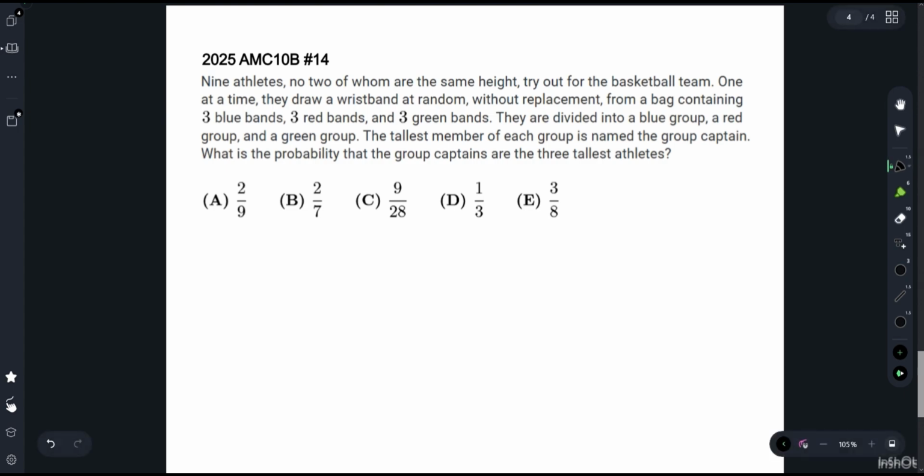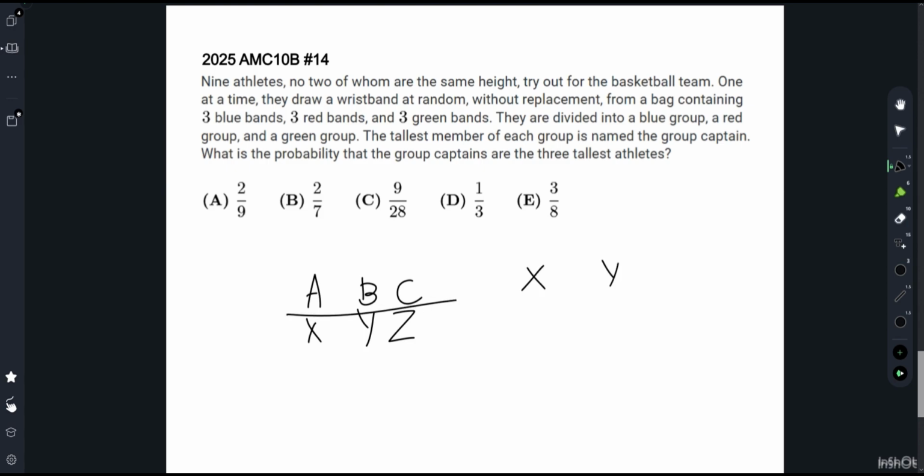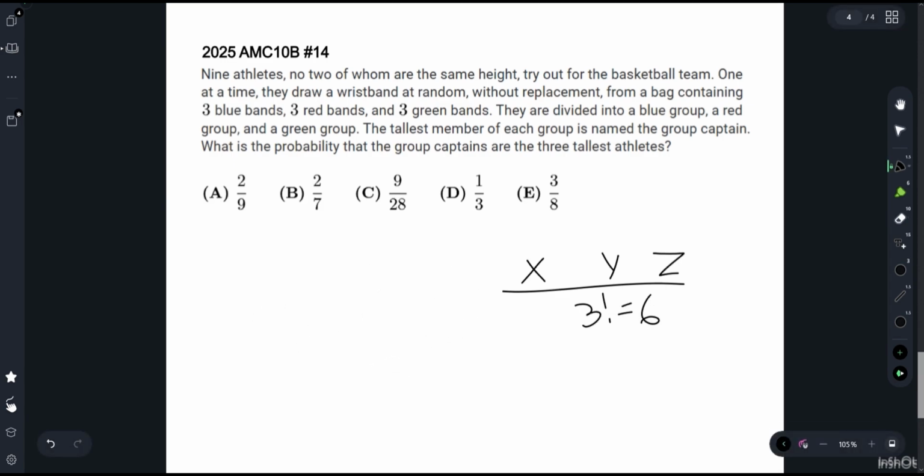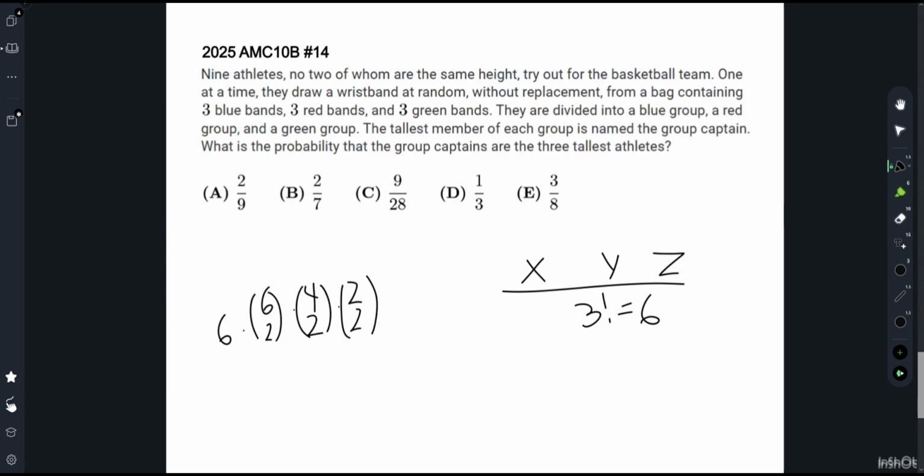So let's say the 3 tallest athletes are A, B, and C. And so now let's say the 3 groups are X, Y, and Z. So now to arrange them, let's say Team X, Team Y, Team Z. We want to arrange A, B, and C among these 3 groups, and so that would obviously be 3 factorial equals 6. So now we have 6 times. Now we have to choose the 2 other people in each group. So that's 6 choose 2 times 4 choose 2 times 2 choose 2. And now our total is to choose 9 choose 3 for the first group, and 6 choose 3 for the second group, and 3 choose 3 for the last group.